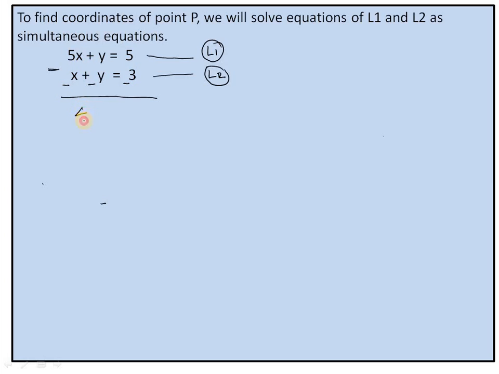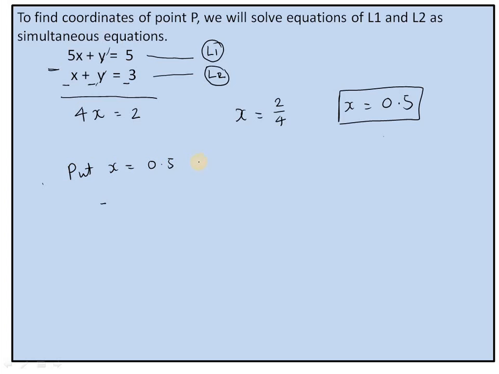5x minus x is 4x. y and y gets cancelled. And this I get 5 minus 3 as 2. So x I get 2 upon 4, means x I get as 0.5. समझ गए बच्चों? सिंपल है ये इक्वेशन. Now put x is equal to 0.5 in L2.